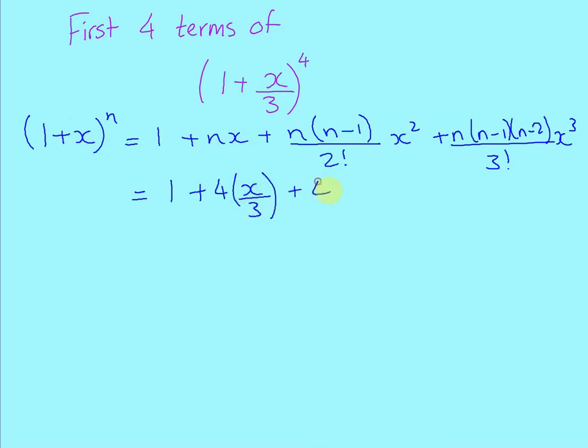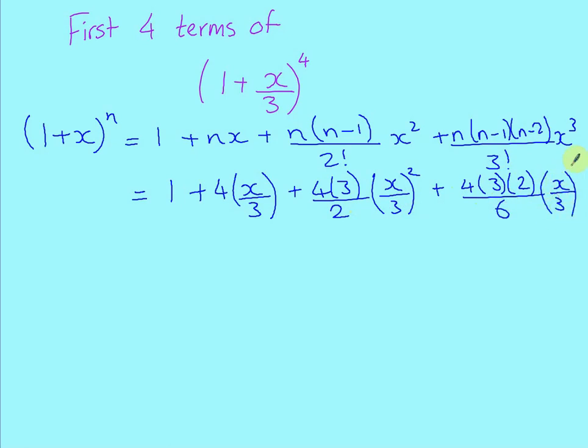So n was 4, n minus 1 is 3. 2 factorial is 2 times 1, so that's 2. And then we have x over 3 squared. So you'll notice I've been really careful here. I've got all my numerators on the same level and all my denominators on the same level. Really important. N is 4, n minus 1 is 3, n minus 2 is 2. Now 3 factorial is 3 times 2 times 1, which is 6. And then we have x over 3 cubed.